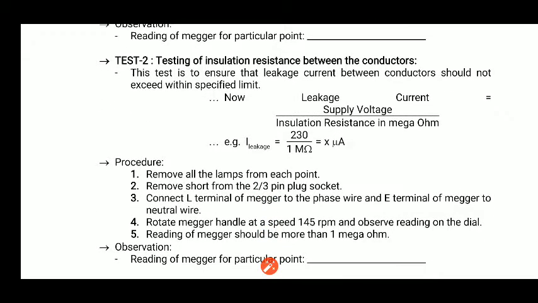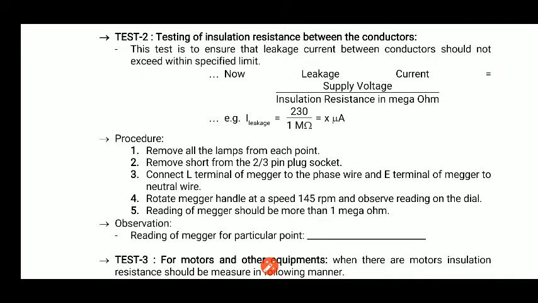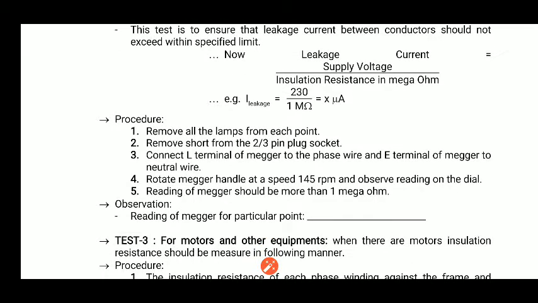So the leakage current is equal to 230 divided by 1 megohm, which is equal to x microampere. Procedure for this method: remove all the lamps from each point, remove the short from 2 or 3 pin plug sockets, connect the L terminal of the megger to the phase wire and the E terminal of the megger to the neutral. Rotate the megger handle at a speed of 145 rpm and observe the reading of the dial. Finally the reading of the megger should be more than 1 megohm.